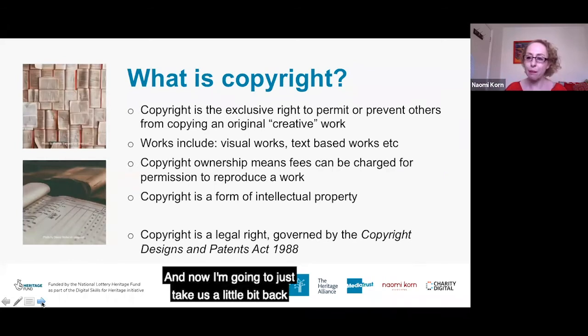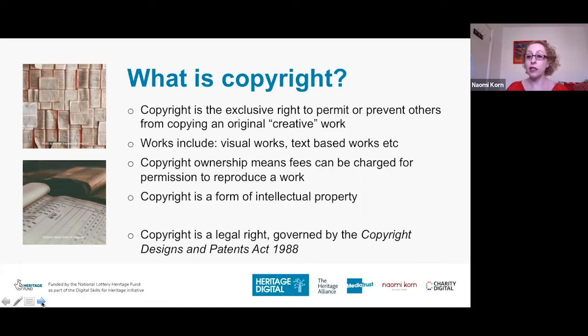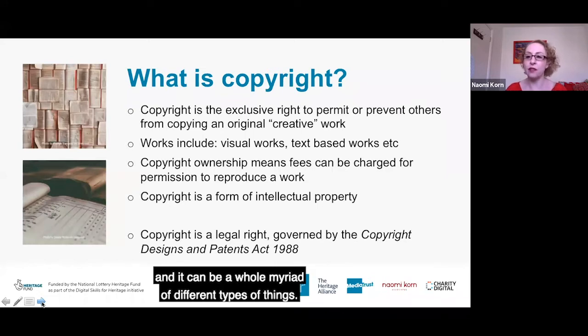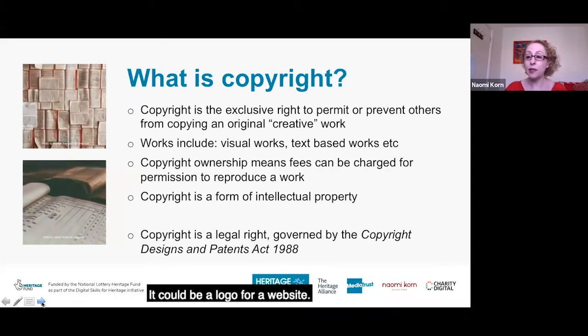and now I'm going to just take us a little bit back to look at what is copyright and how does that work, particularly when we're working with suppliers. So copyright is an exclusive right that, generally speaking, the person who created the work gets when they create an original work. And it can be a whole myriad of different types of things. It can be some kind of text for an exhibition panel. It could be a logo for a website. It could be a multitude of different types of content.